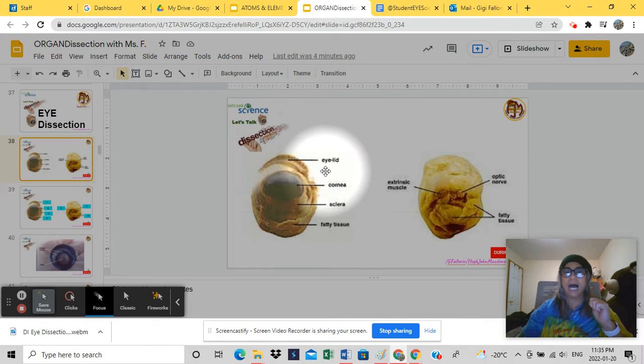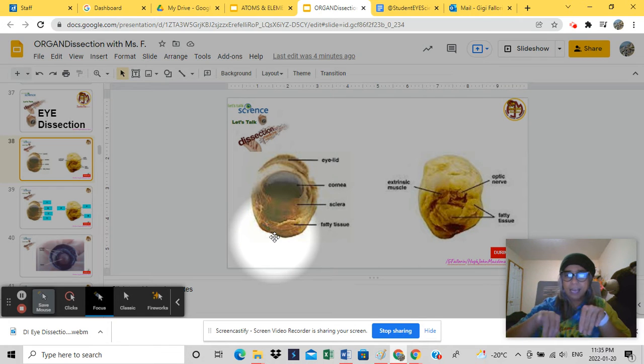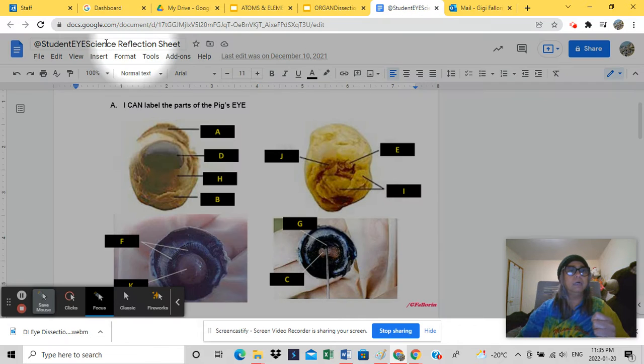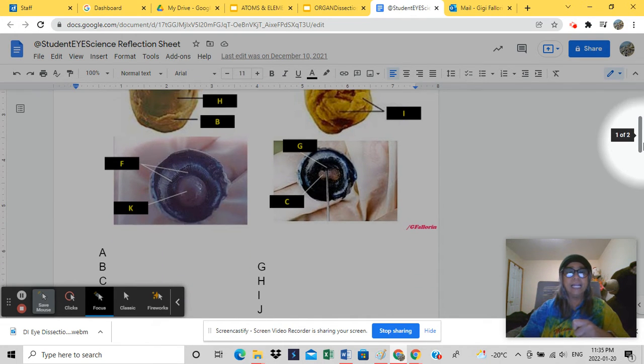So accordingly, this would be the eyelid, the cornea, the sclera, this part, the fatty tissue. Remember, it was kind of just removed earlier on. And the other side of the eye, the back: extrinsic muscle, the optic nerve, and the fatty tissue. So that when you get to the student science reflection sheet, you would be able to figure out and label accordingly.